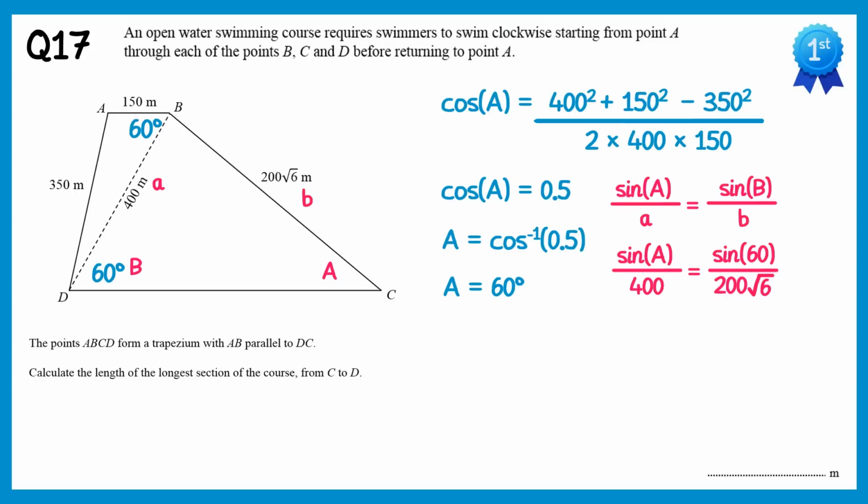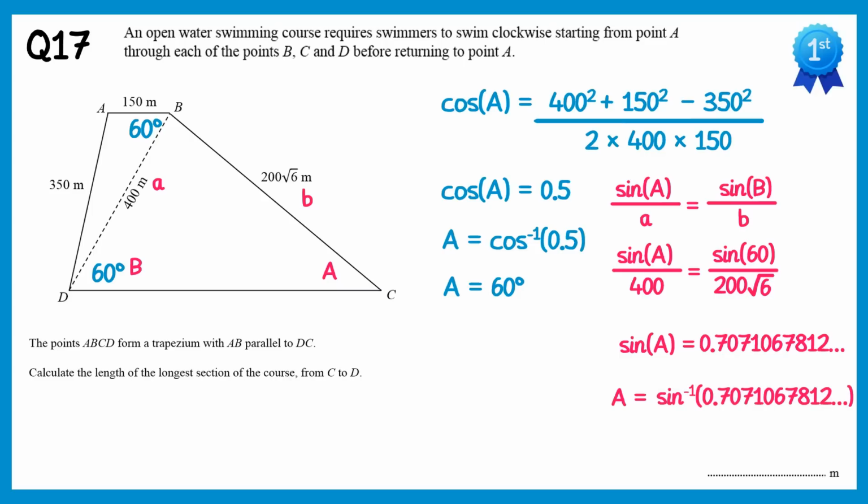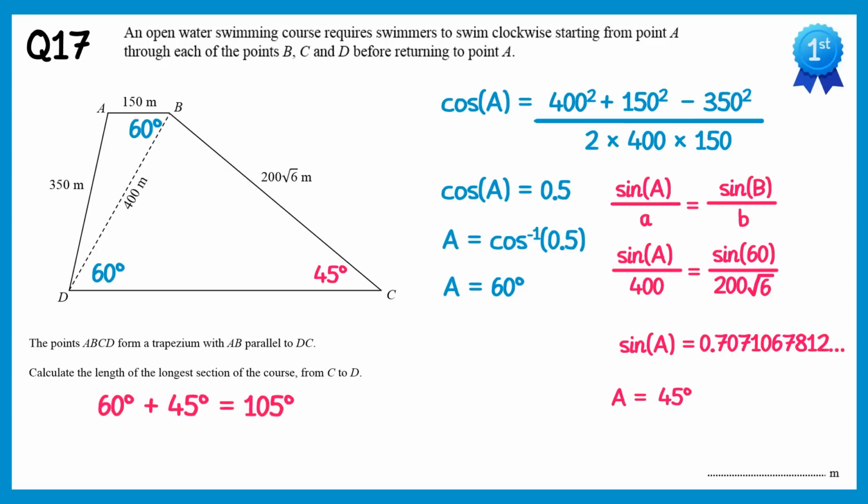If we times both sides by 400, we'll get sine A equals 400 sine 60 over 200 root 6. If you type the right hand side into your calculator, you'll get this. And then to get A, do inverse sine of this, which gives you 45 degrees. So we know this angle here at the bottom right is 45 degrees. Now we can work out the missing angle in this triangle very easily because angles in a triangle add up to 180. Since we've got 60 and 45, we can add them, which gives you 105, and then take that from 180, which gets you 75. So the angle DBC at the top of the triangle is 75.